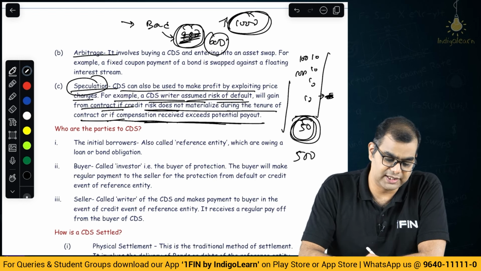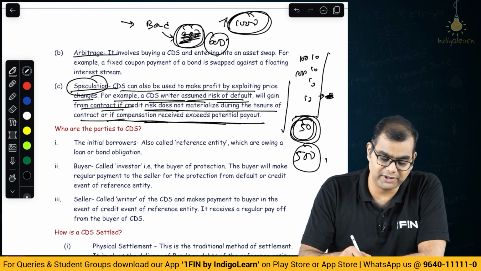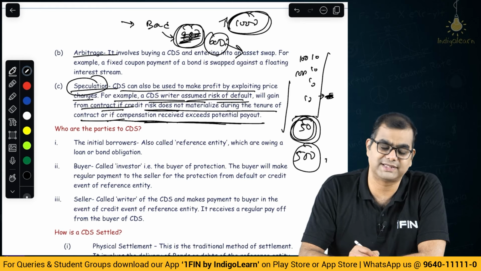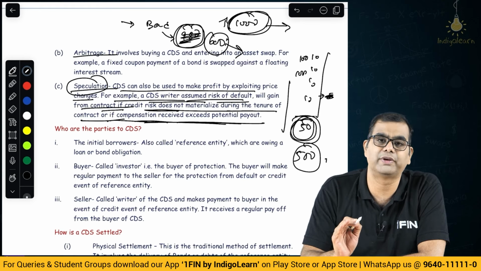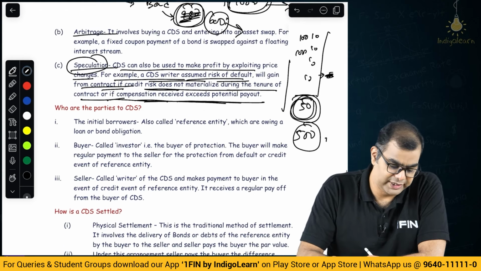So, 600 plus 500, which is premium plus money recovered from the asset, is more than the 1,000 rupees that Deutsche Bank has to pay to student A. Okay, so this is 2.